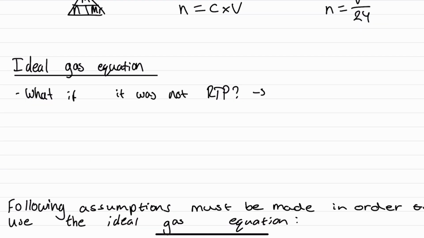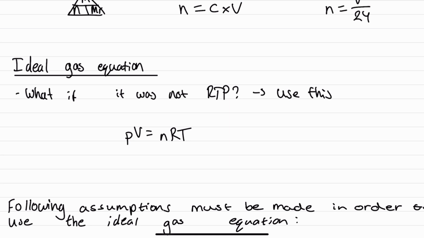Well, we spoke about what the equation would be like under ideal room temperature and pressure conditions, but what if it was not room temperature and pressure conditions? Well, if there aren't room temperature and pressure conditions, then we use this. PV is equal to nRT. Now, this is known as the ideal gas equation.